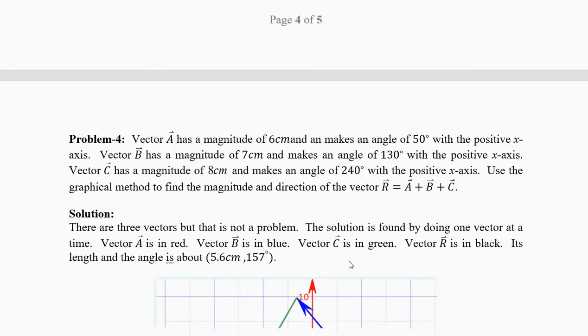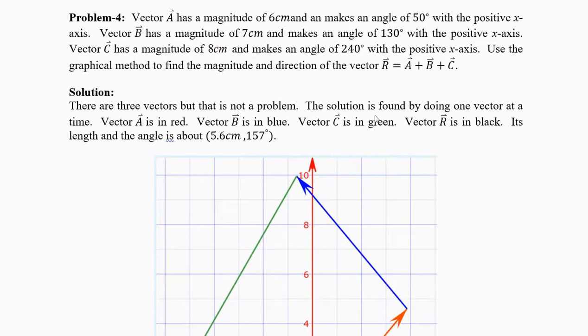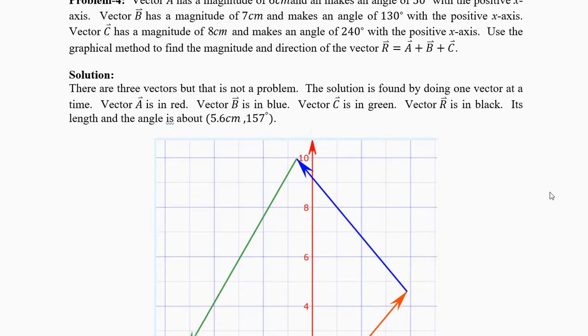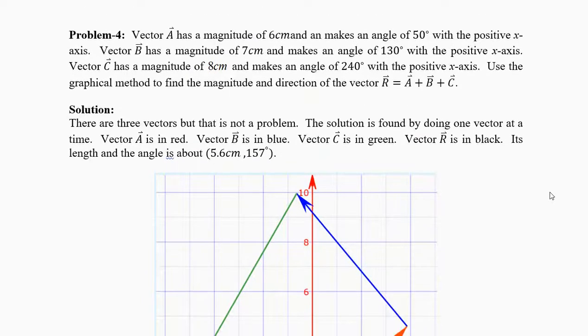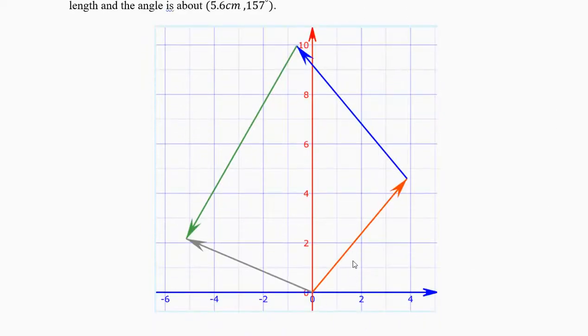Now the next and the last question, you have three vectors. A is 6 centimeters and 50 degrees, B is 7 centimeters and 130 degrees. Read the full sentence. And the vector C is 8 centimeters and 240 degrees. So let me explain how you get 240 degrees. A is how much? A is 6 and 50. So you draw 6 centimeters at an angle. First find the angle 50 degrees and 6 centimeters.